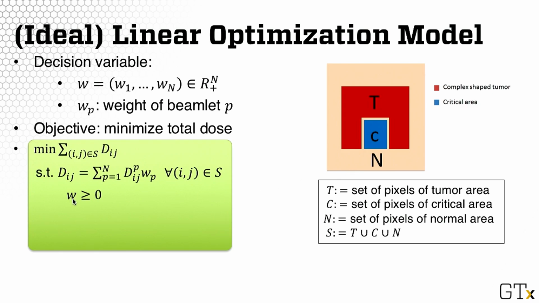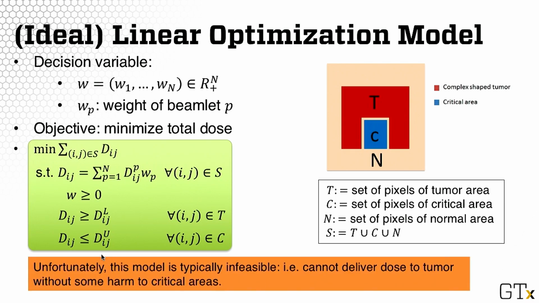And the weight of each beamlet should be non-negative, and each Dij, the dose received by pixel ij, should be greater than or equal to a lower level if the pixel is a tumor area, or if the pixel is a critical area, then it should not be more than a certain target level. So this is a linear programming model.